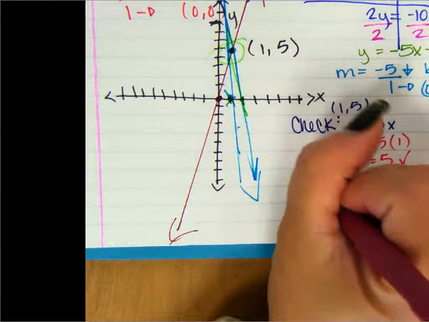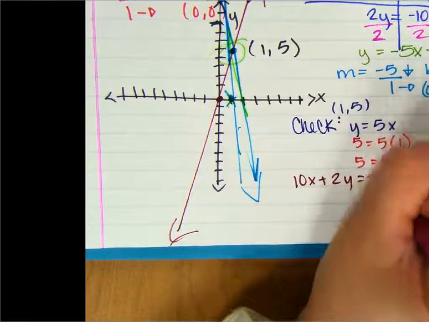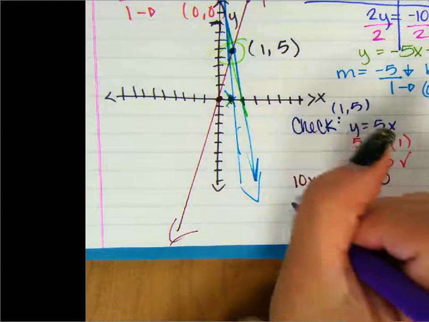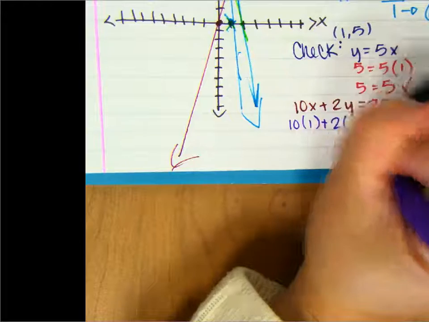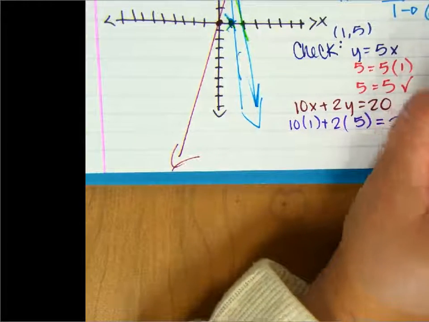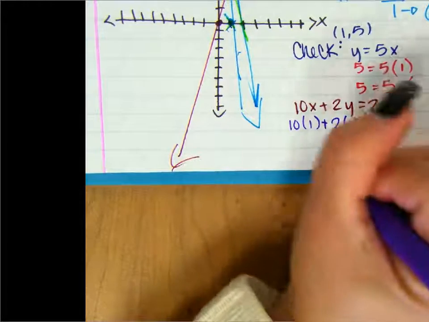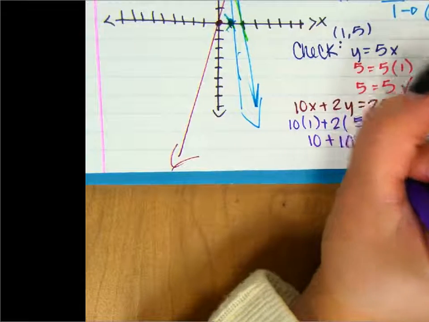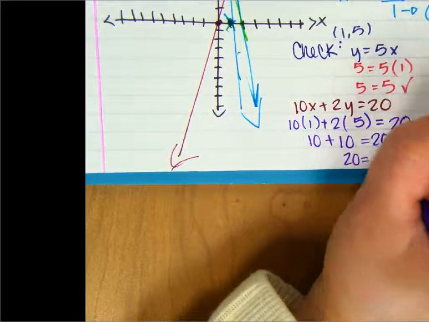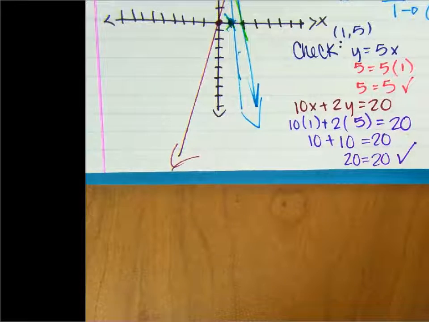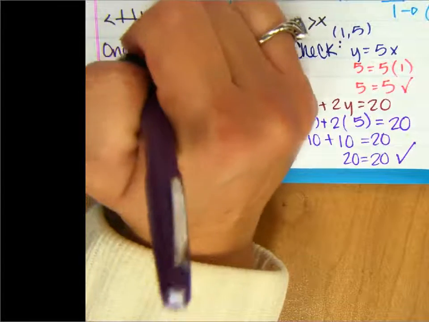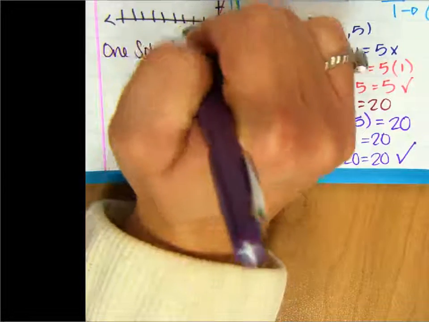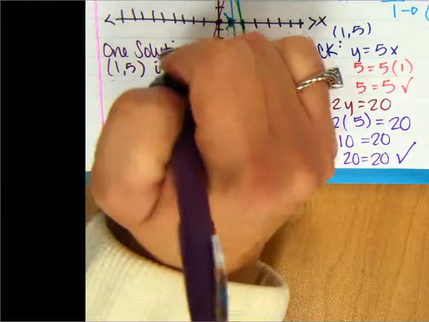So if we go to the original of 10x plus 2y equals 20, we're going to say 10 times what's your x, times 1, plus 2 times what's your y, 5, equals 20. 10 times 1 is? And 2 times 5 is? So we get 20 equals 20, which therefore works. So your last step is going to say, we have one solution, and 1, 5 is the solution.